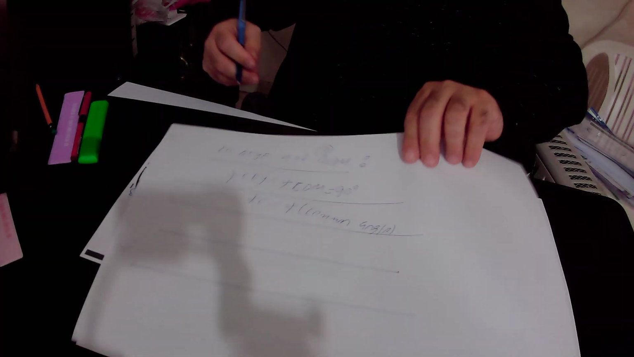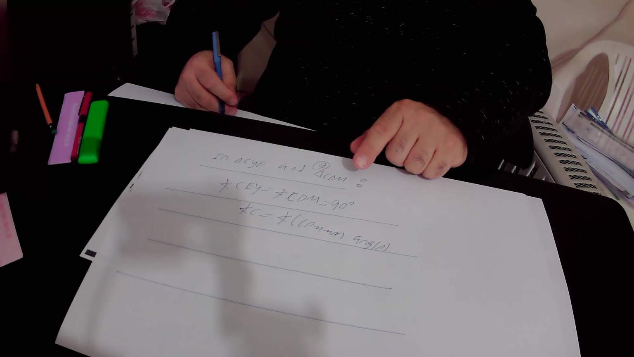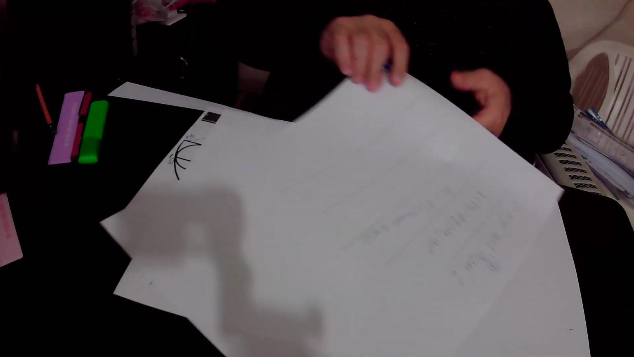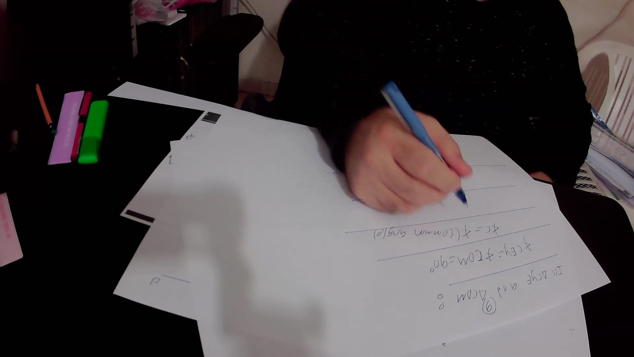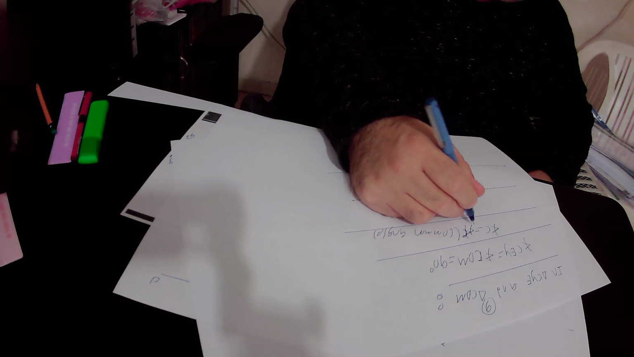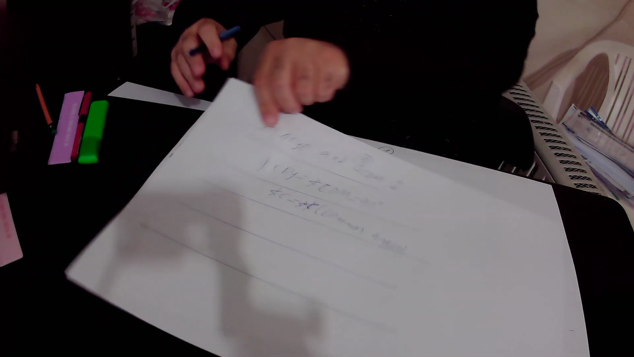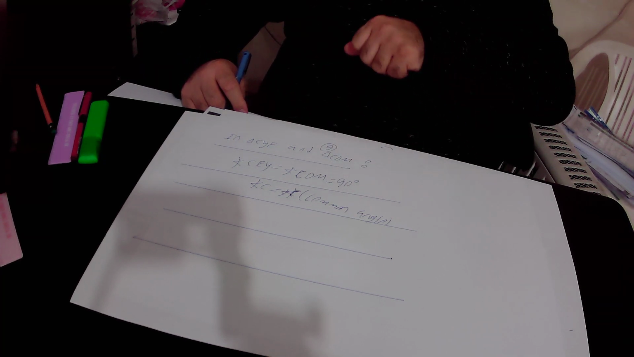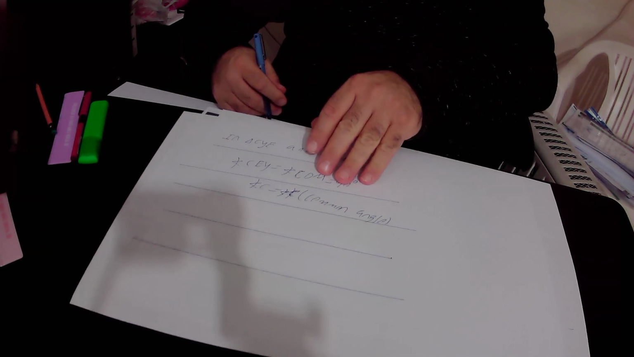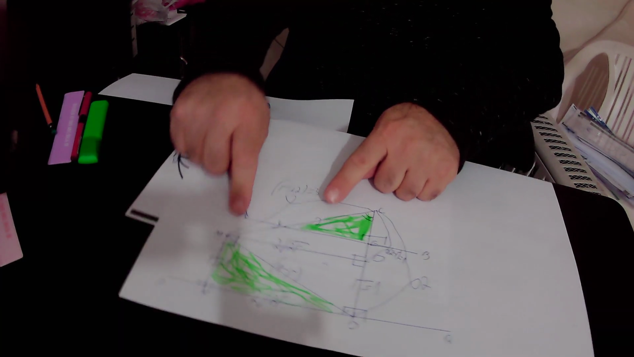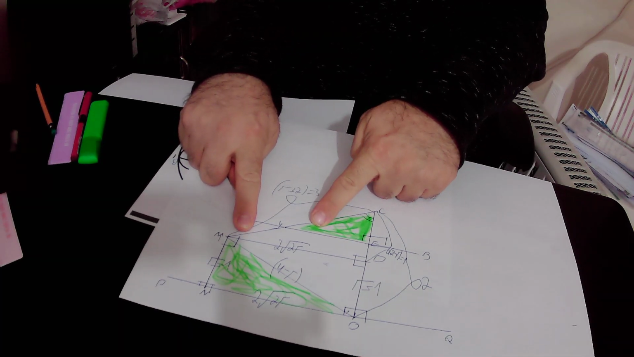I will repeat again. Angle C equals angle C. It's a common angle that belongs to both triangles. Angle C equals itself. And those two angles are also equal to each other according to the third angle theorem.